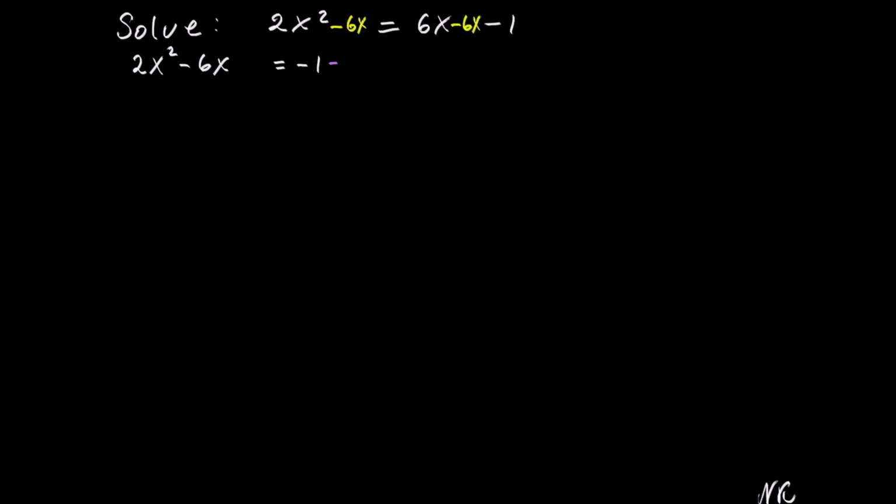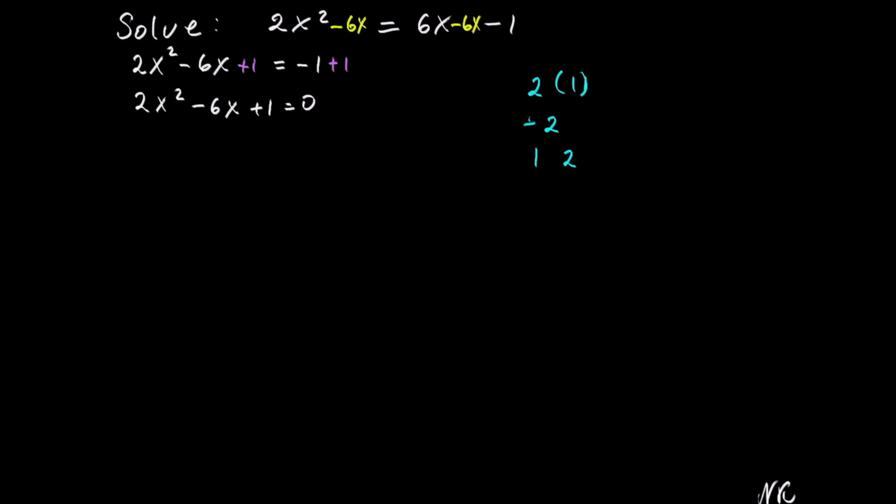Now we can add 1 to both sides, and we get 2x squared minus 6x plus 1 is equal to 0. Now we can try factoring this, which means we will multiply the leading coefficient 2 by the last number, which is 1, and get the product to be equal to 2. Now we list all of the factor pairs, so we have 1 and 2, and that's it.